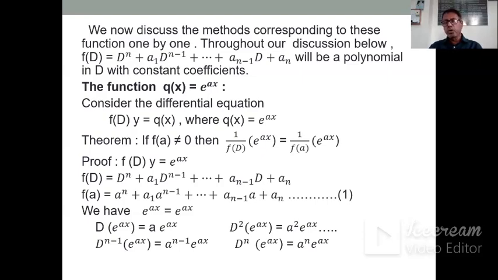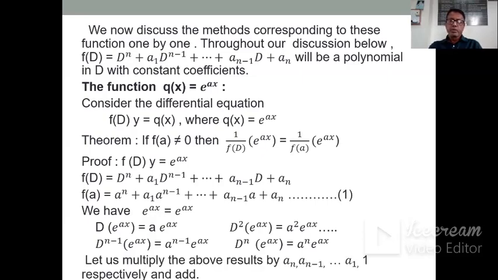The (n minus 1)th derivative of e to the power ax is equal to a to the power n minus 1 into e to the power ax, and the nth derivative of e to the power ax is equal to a to the power n into e to the power ax.